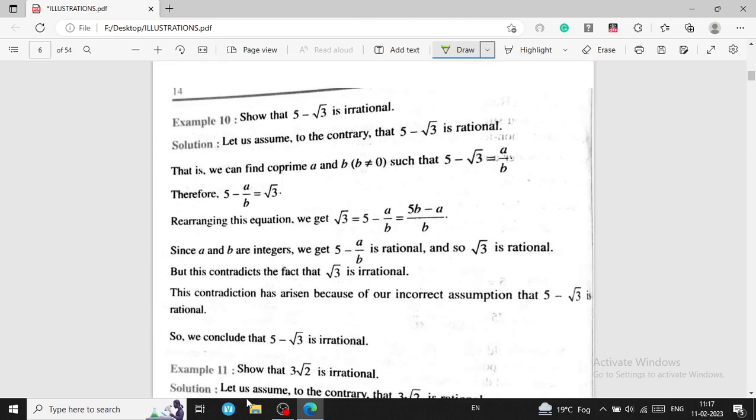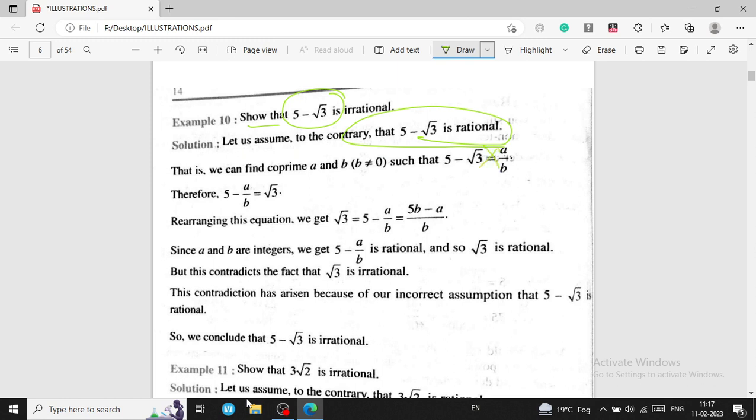Now next question, this question will be solved like the previous two examples which I have discussed. Show 5 minus root 3 is irrational. In this question, first of all, we will write, let's assume to the contrary 5 minus root 3 is rational. In each case, we write what is given in this form and we have to prove whether these are irrational or rational. Then we first assume these are rational. Then we will write 5 minus root 3 is equal to a over b.